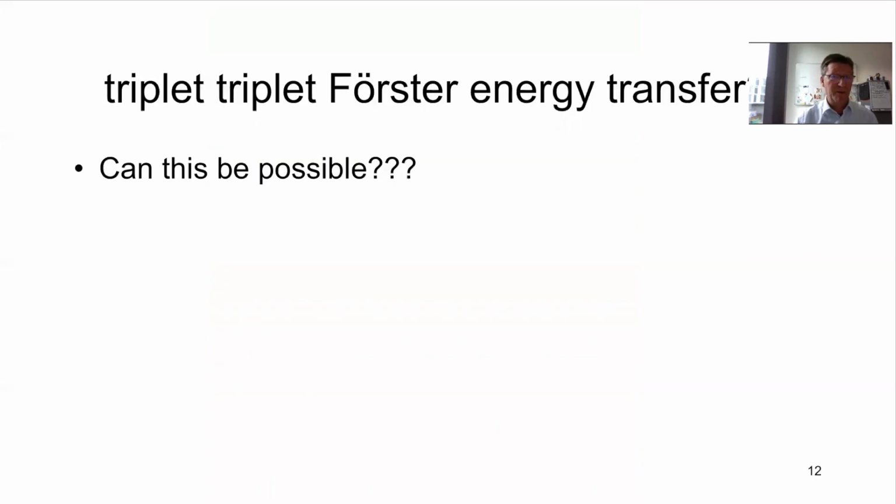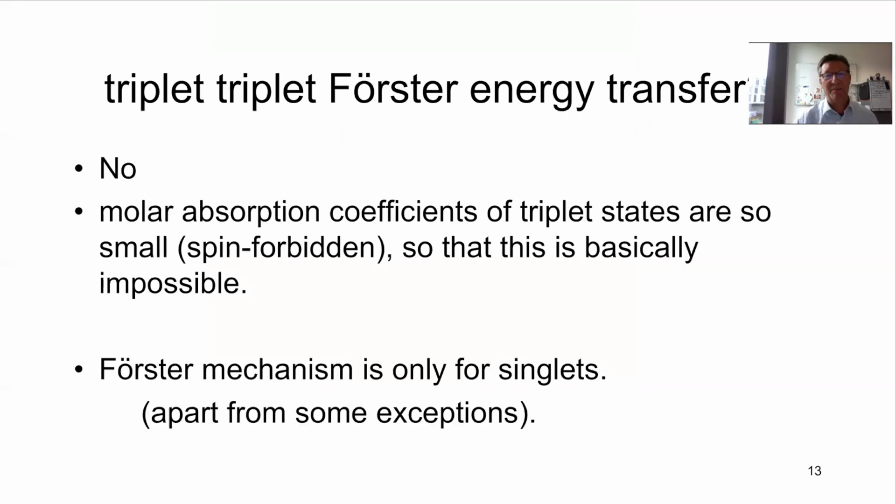What about triplet Förster energy transfer? Well, it is very unlikely to happen. Basically, it cannot happen, especially because of the molar absorption coefficients of triplet states. From the S0, from the ground state to the triplet, it is sometimes possible to observe it, but the molar absorption coefficients are maybe 1 or 2 or 5. So it is extremely weak. So in that way, it's not applicable. Basically, Förster is for singlets, but maybe there are some exceptions also mentioned in the book.